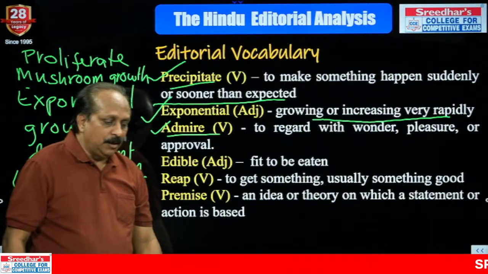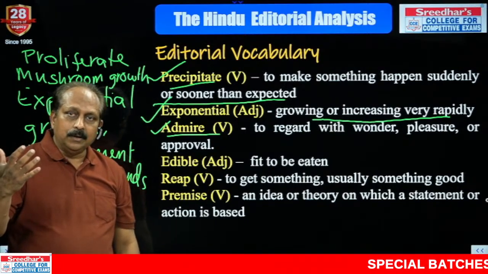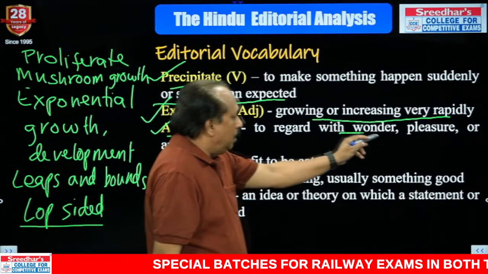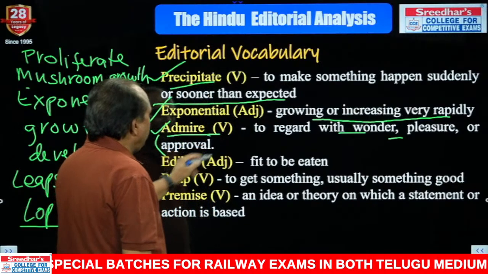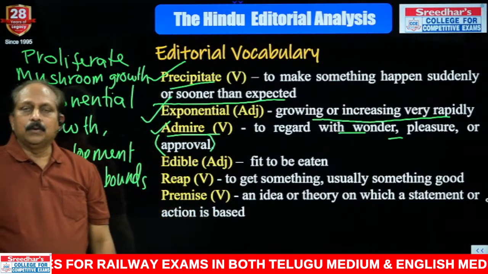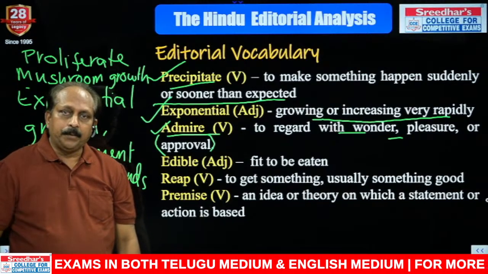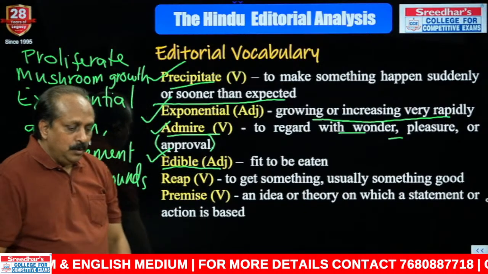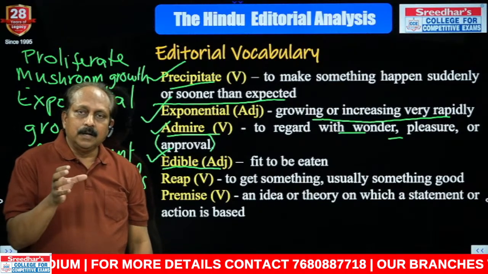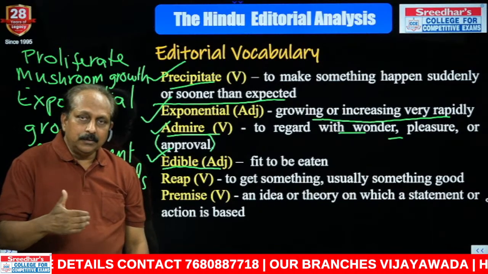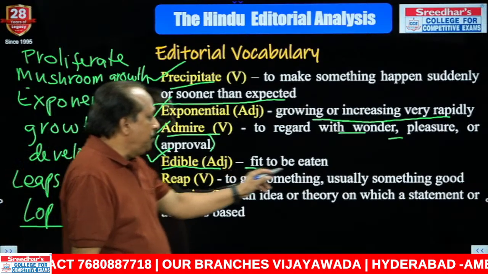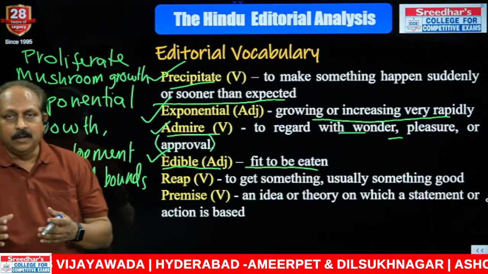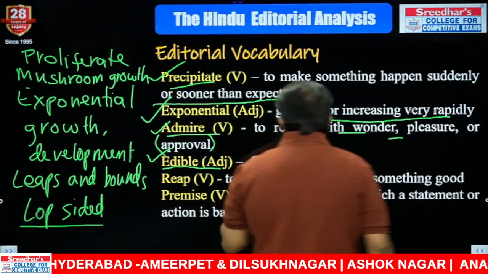Admire. Admire, it's a regular verb. You admire someone, you respect, you wonder, then we use the word admire. To regard with wonder, pleasure, or approval. You look at someone with a lot of wonder, that means you're admiring that person. Edible also goes with effective English. We also use it in conversational English. Imagine there is a fruit or a vegetable. Edible, not edible. Edible means what? Fit to be eaten. Part of speech, adjective. But in this context, in many exams, they've given a particular word. You have to recollect and you have to learn that.